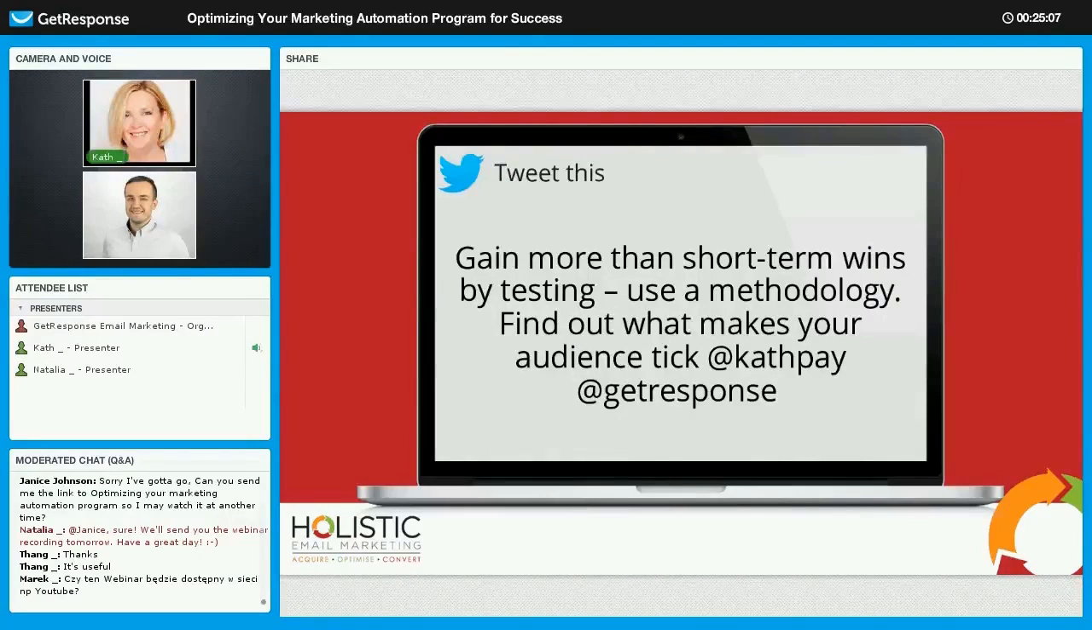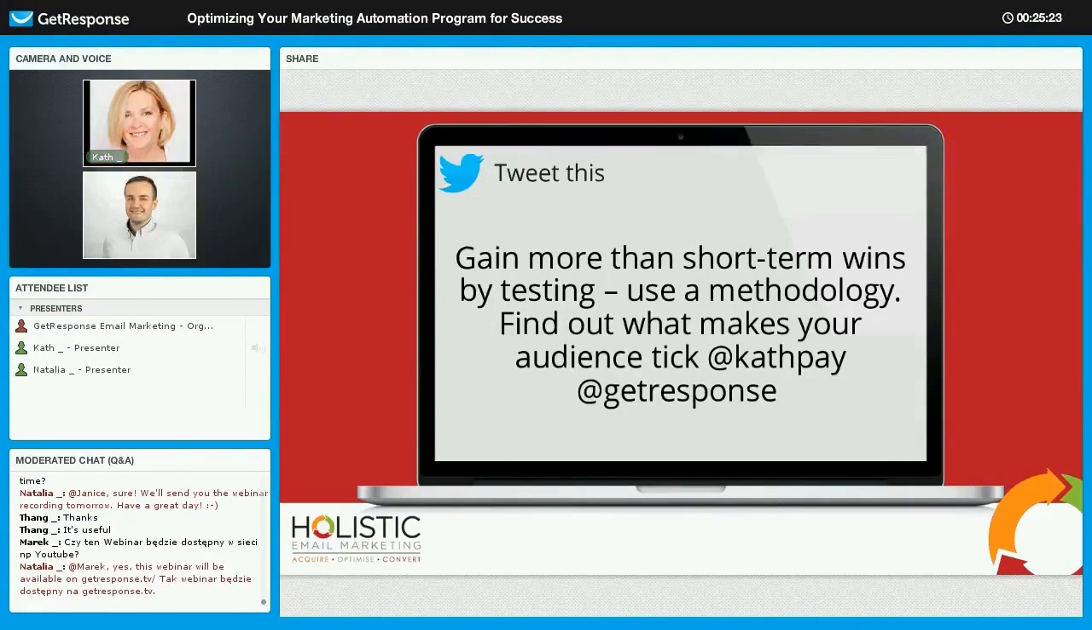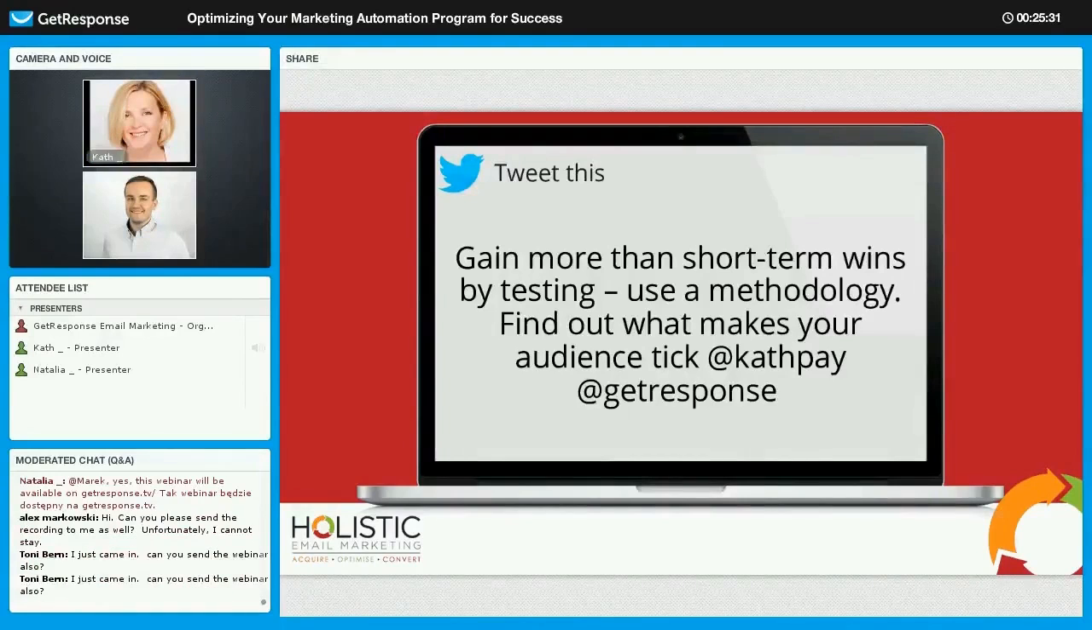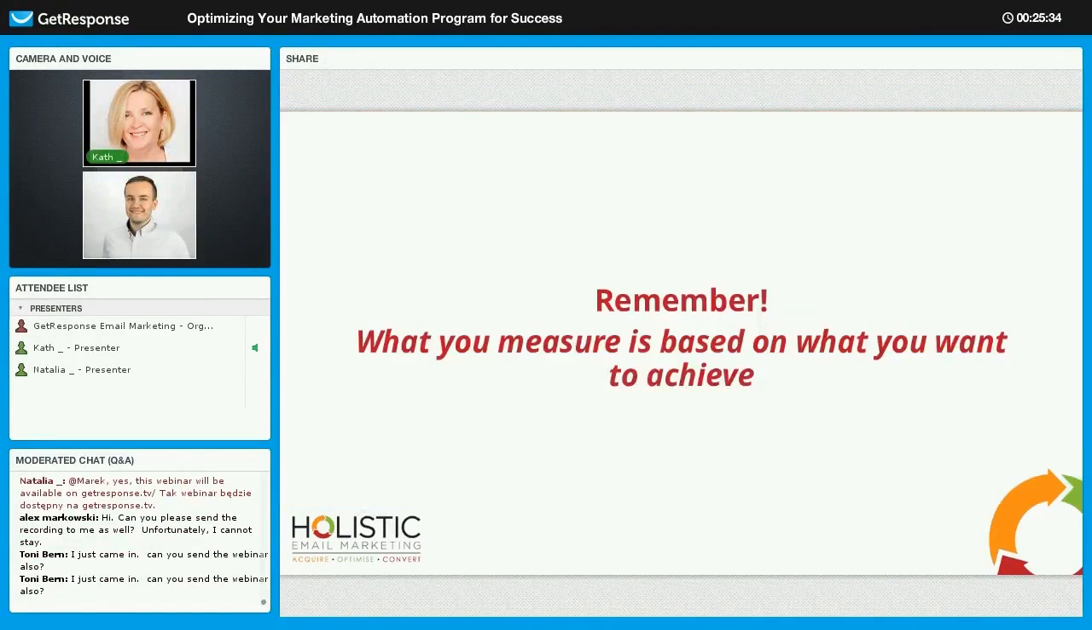So again, you can tweak this. Gain more than short-term wins by testing. Use a methodology. Find out what makes your audience tick. Now, this to me is crucial. We all want to know more about our audience. We all want to know more about what makes them tick, what motivates them, what gets them into making decisions. So this is one of the things that we can be doing.